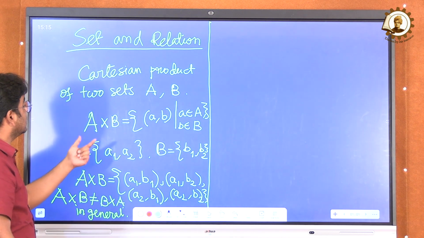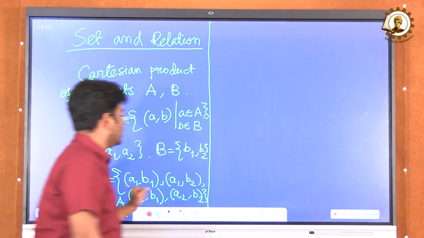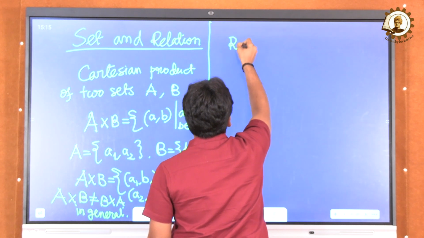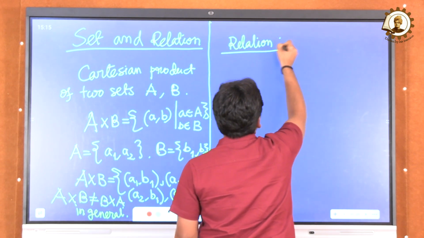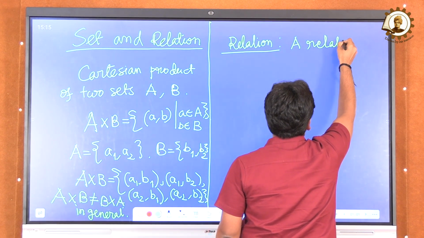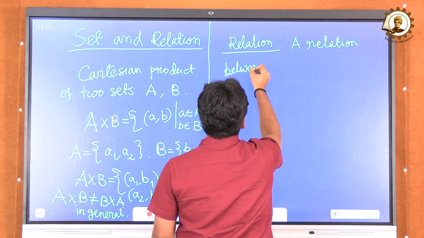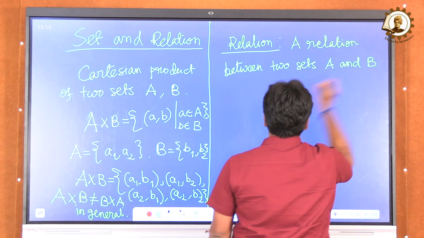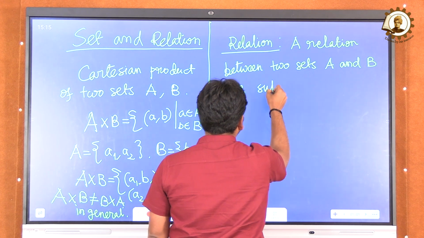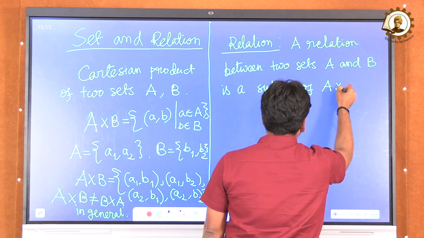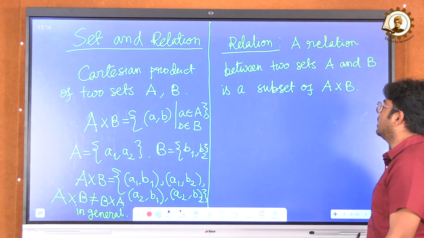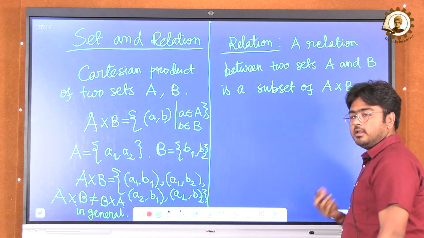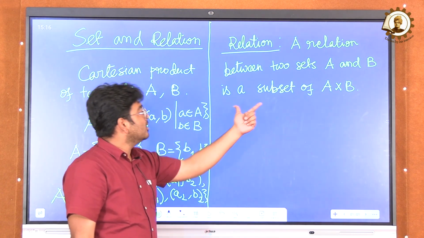So I just need this very important binary operation between two sets. Now I will define what a relation between two sets is. A relation between two sets A and B is a subset of A cross B, the Cartesian product of A and B. Now I will give an example and discuss why this definition makes sense.